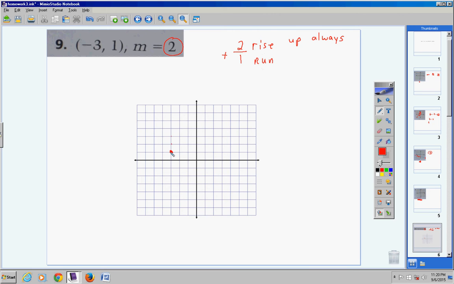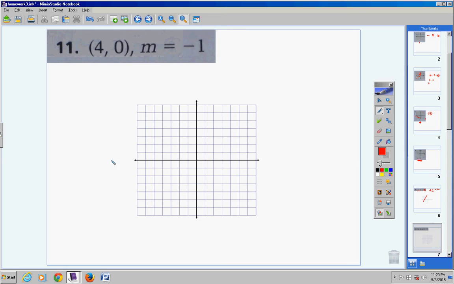So you start here, your rise is 2, 1, 2. Your run is 1. You go to the right because it's a positive slope. So rise 2, 1, 2. Go to the right and put a point there. And there's your line. That's pretty simple, guys. Okay? There you go. So you graphed a line knowing only 1 point and the slope. Let's try a couple more, okay?